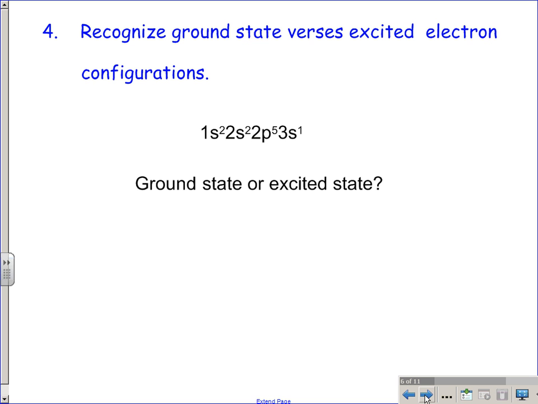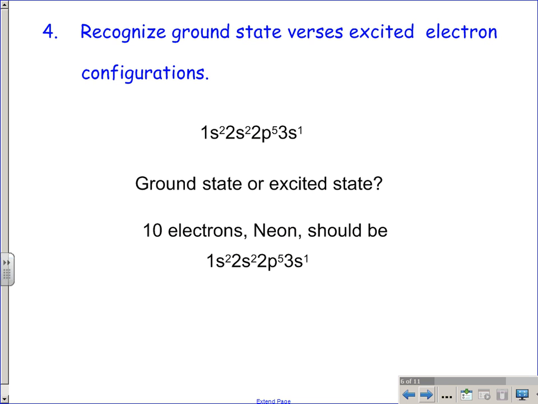Number 4, recognize ground state versus excited state. If you have this electron configuration, would that be a ground state or an excited state? 1s2, 2s2, 2p5, 3s1. Remember, by Aufbau, it should look like this. It's 10 electrons if you add them all up.